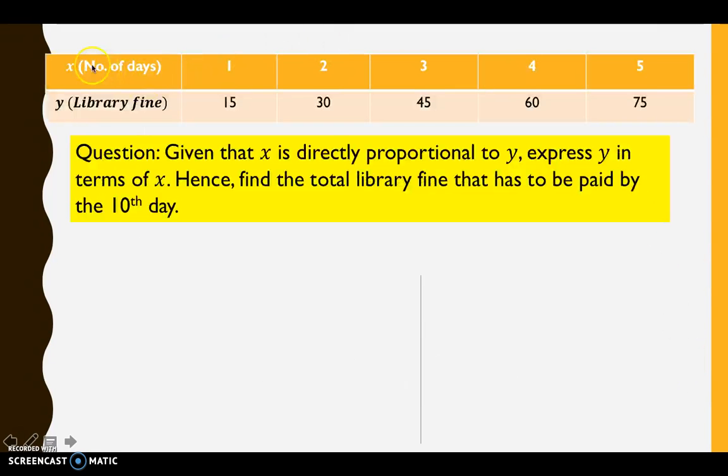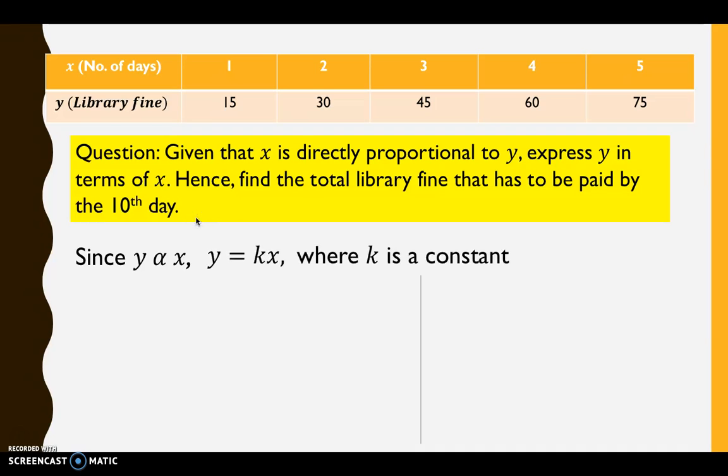So now let's come back to the table form and answer this question. Given that y is directly proportional to x, express y in terms of x. How do I solve this algebraically? Since y is directly proportional to x, I have y equals kx, where k is a constant, the rate of change or constant of proportionality. Because I have this set of values x equals 2 and y equals 30, I can substitute it into this equation so that I can find the value of k.